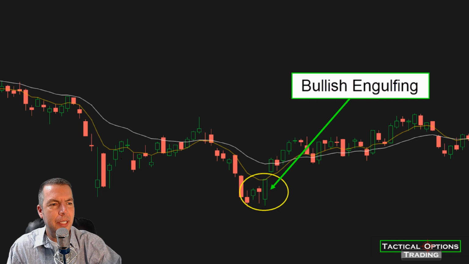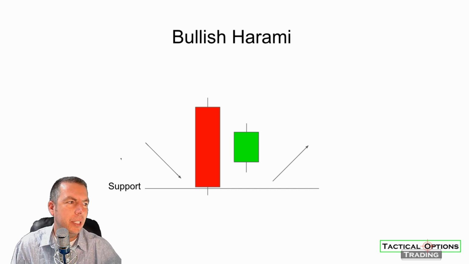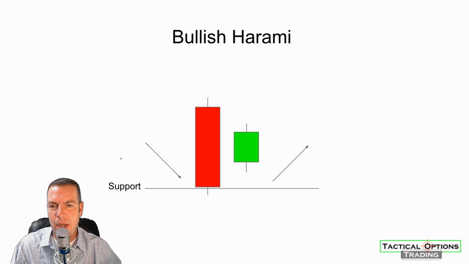Now let's take a look at another bullish pattern. This is called a bullish harami. So when you see this pattern, the first thing that comes to mind is that the momentum preceding it has stopped. On the first day, you see a wide range candle that closes near the bottom of the range. So the sellers are still in control of this stock.